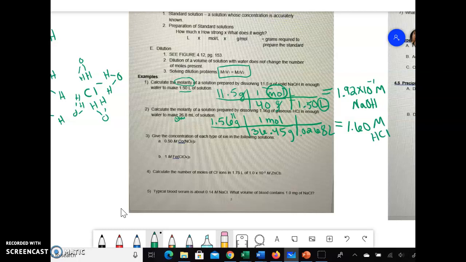I probably should leave all these chemicals on here. It's good to keep those on there so you can keep track of your chemical, but we're not really switching chemicals here, so it's fine.